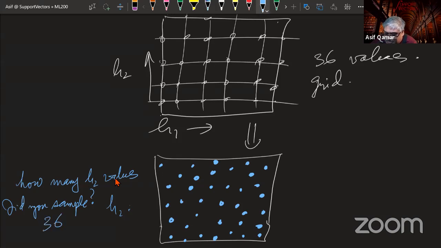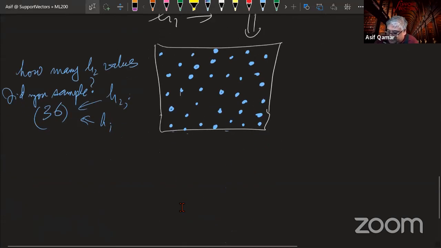You will realize that you sampled 36 values. And how many H1 values did you sample? Also 36, isn't it? Because when you project along each of the axes, you will have lots of values. All 36 values will be here because it's very unlikely that any of those values would overlap if you take random numbers. So you get a more uniform search, a richer search of the feature space.